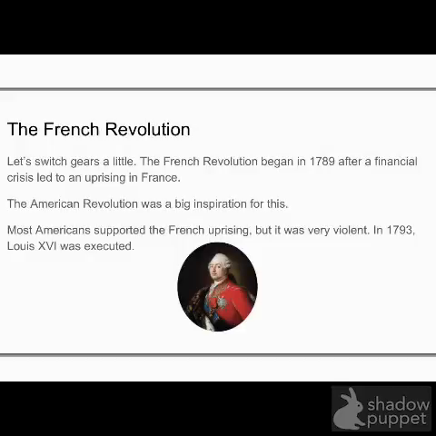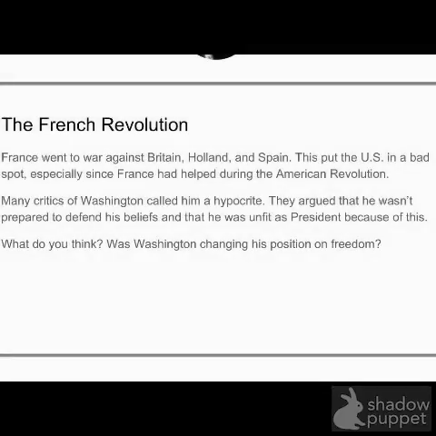It was a very violent war, though. A lot of people were killed. This is where the guillotine, you may have heard of that, was introduced. In 1793, the King of France, Louis XVI, was executed. France fought against Britain, Holland, and Spain at this point. This put the U.S. in a bad spot, especially because France was our ally during the American Revolution. They helped us fight the British. But if we were to help France fight against the British, there's potential for another war here, too.